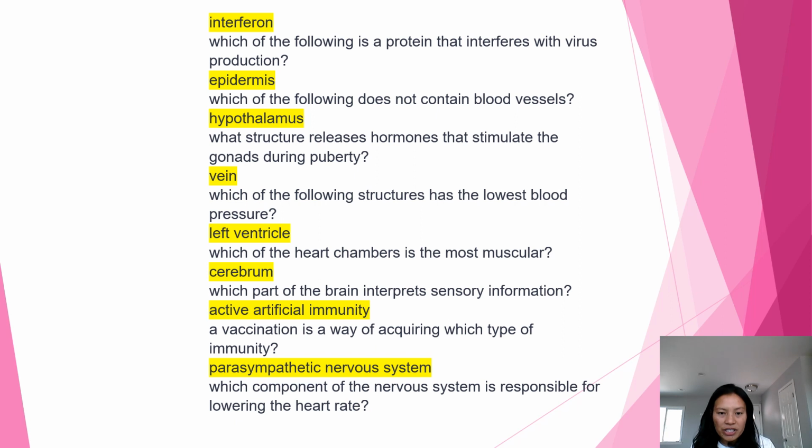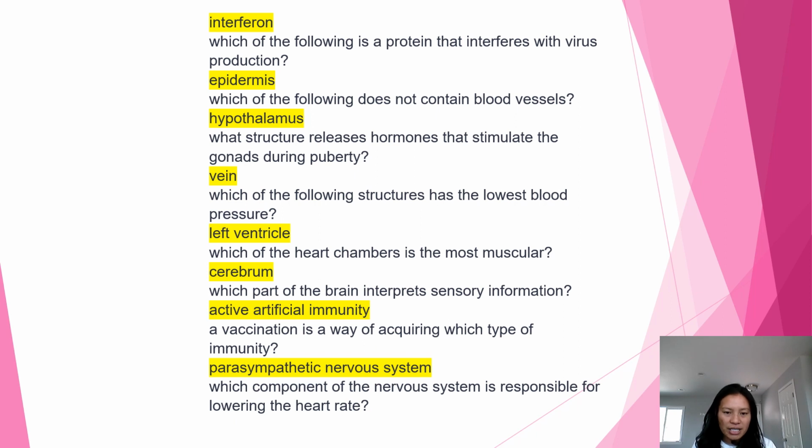Okay, which of the heart chambers is the most muscular? It's the left ventricle. The left ventricle is the most muscular chamber of the heart. Which part of the brain interprets sensory information? It's the cerebrum. The cerebrum interprets sensory information.